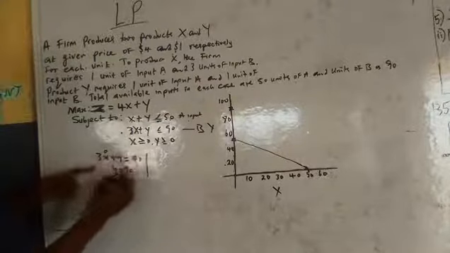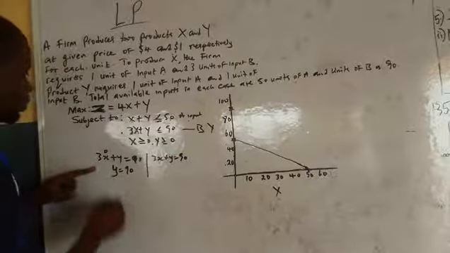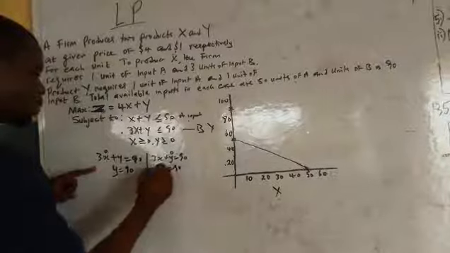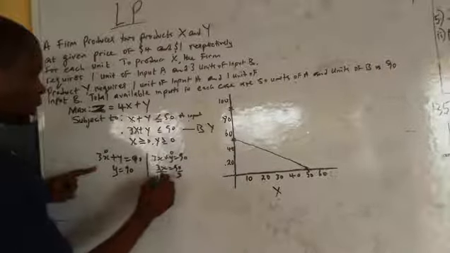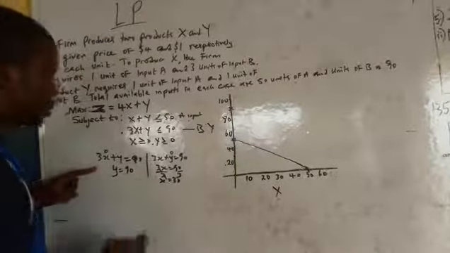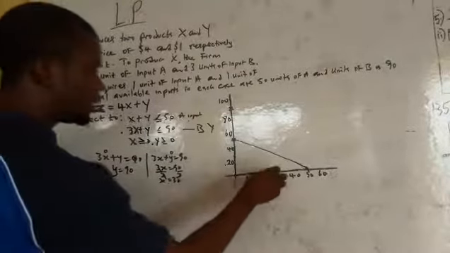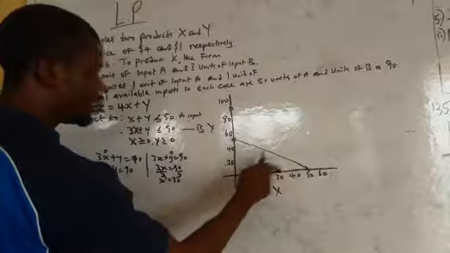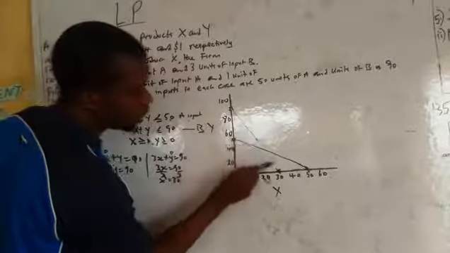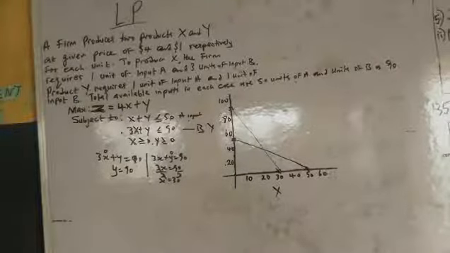Okay, let's use the second one. 3x plus y equals 90. When y is 0 now, then we have 3x equals 90. Divide both sides by 3, x will give us 30. So when y is 0, x will be 30. So I draw the line to join the two together here. Are you getting what I'm doing?